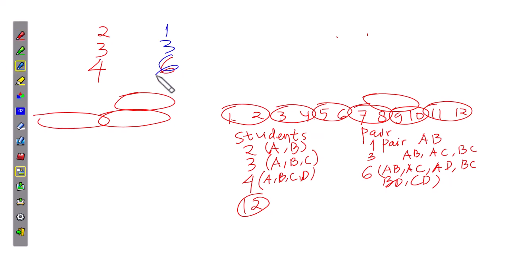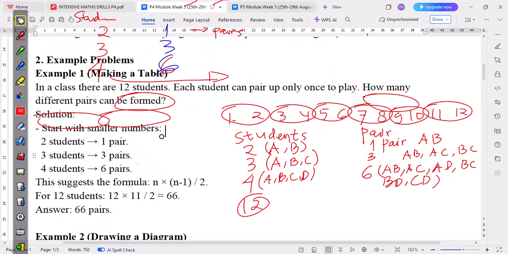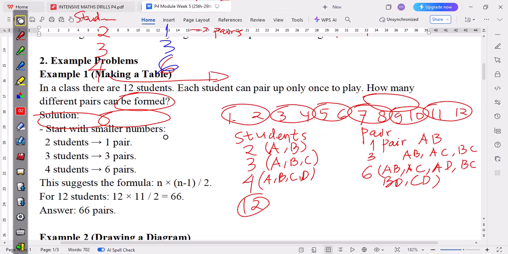Let's say this is students and this is pairs. So it means 2 and 1, 3 and 3, 4 and 6. From here, we can suggest the formula. As you can see here, the formula is n times n minus 1 divided by 2.